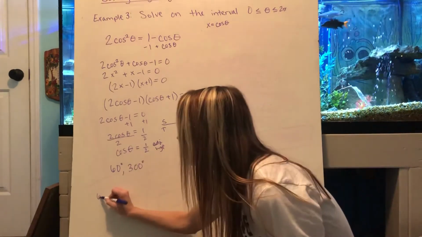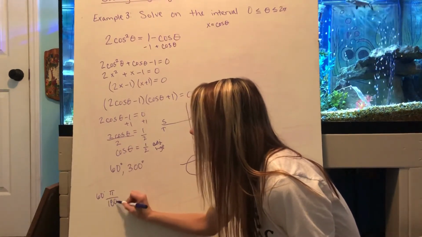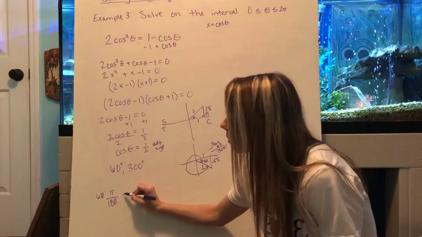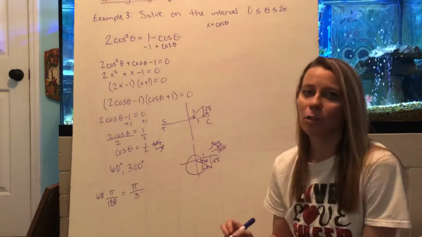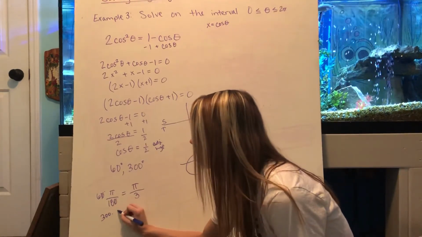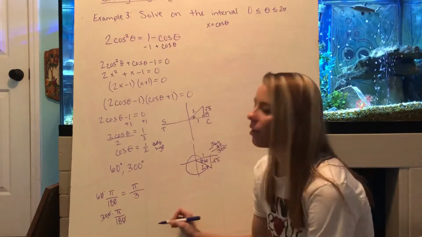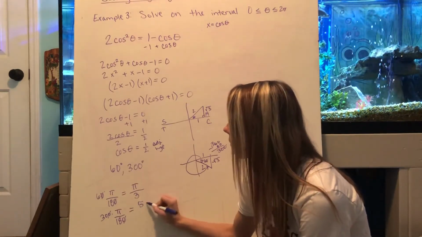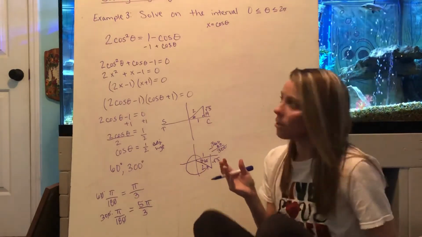So we're going to take 60 degrees times pi divided by 180. Cancel your zeros. They're both divisible by 6. 6 goes into 6 one time, so I'm left with pi. It goes into 18 3 times, so I have pi over 3. Now 300 times pi over 180. Cancel my zeros. They're both divisible by 6. 30 divided by 6 is 5. 18 divided by 6 is 3, so 5 pi over 3. So there's 2 of my answers.